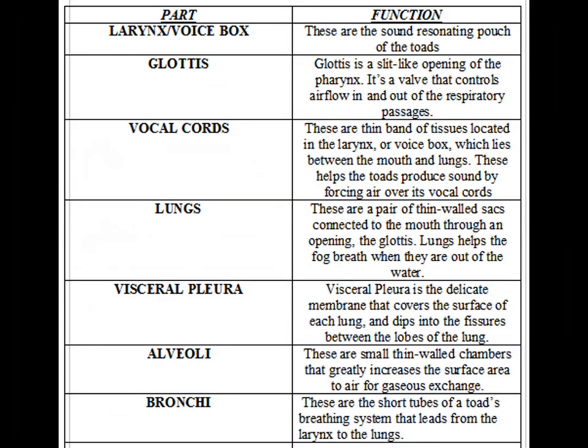Okay guys, so here is the part and function table for the larynx, glottis, vocal cords, lungs, visceral pleura, alveoli, and bronchi.